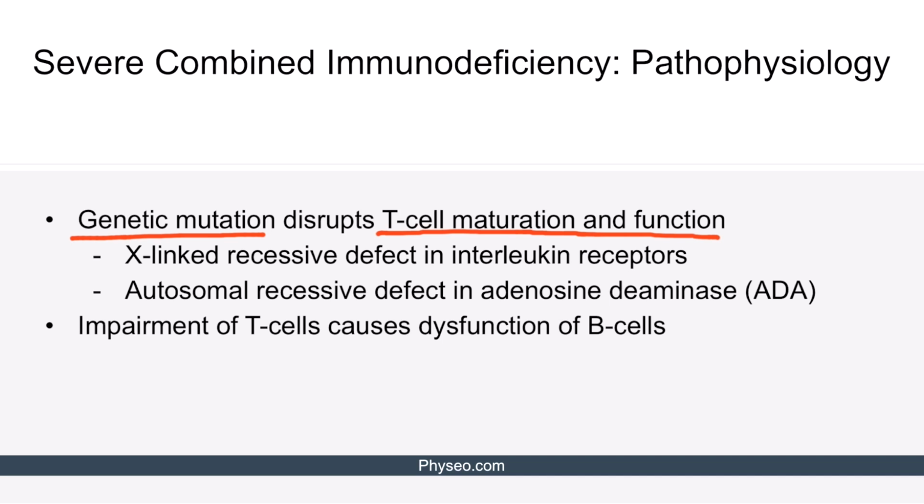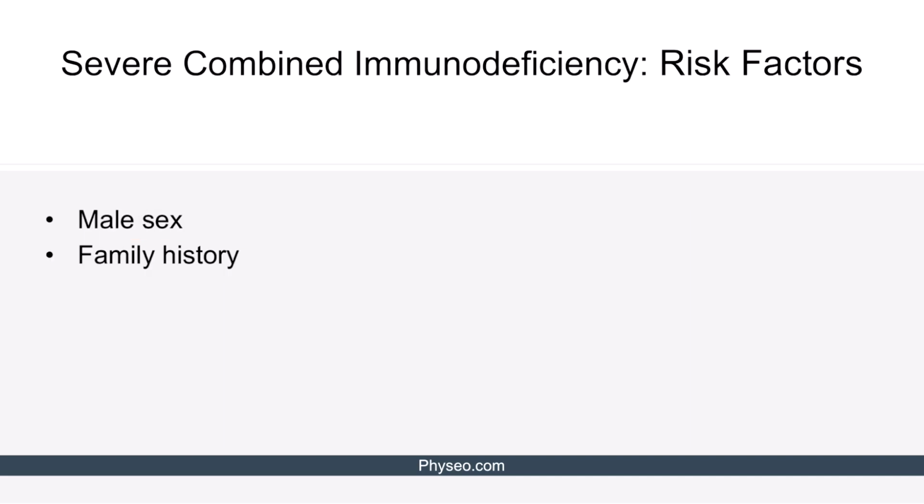their death. The overall impairment of T cells, in turn, causes a dysfunction of B cells, which is why this disorder is termed severe combined immunodeficiency. The two primary risk factors for this disorder are male sex and positive family history, due to the fact that this condition can be inherited either in an X-linked recessive or autosomal recessive fashion.